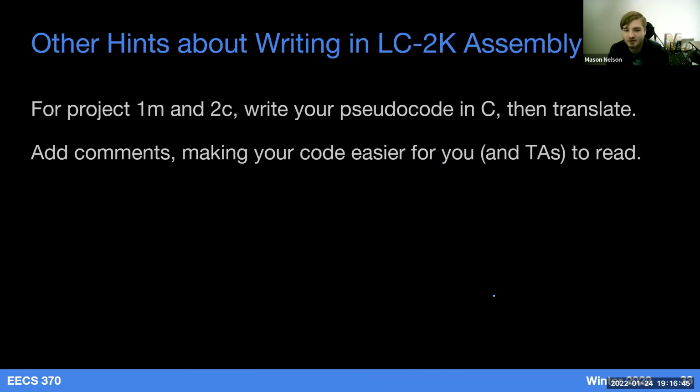A couple things for Project 1M and your test cases and Project 2C, which is also writing in LC2K assembly. You might want to write it in C and then use the things that we've taught you today to translate it into LC2K. Also, it's always good to add comments. You'll notice that everything that we provide to you for LC2K is going to be very well commented, and it should really be the same so that you can understand your own code and so that we can understand it in office hours.